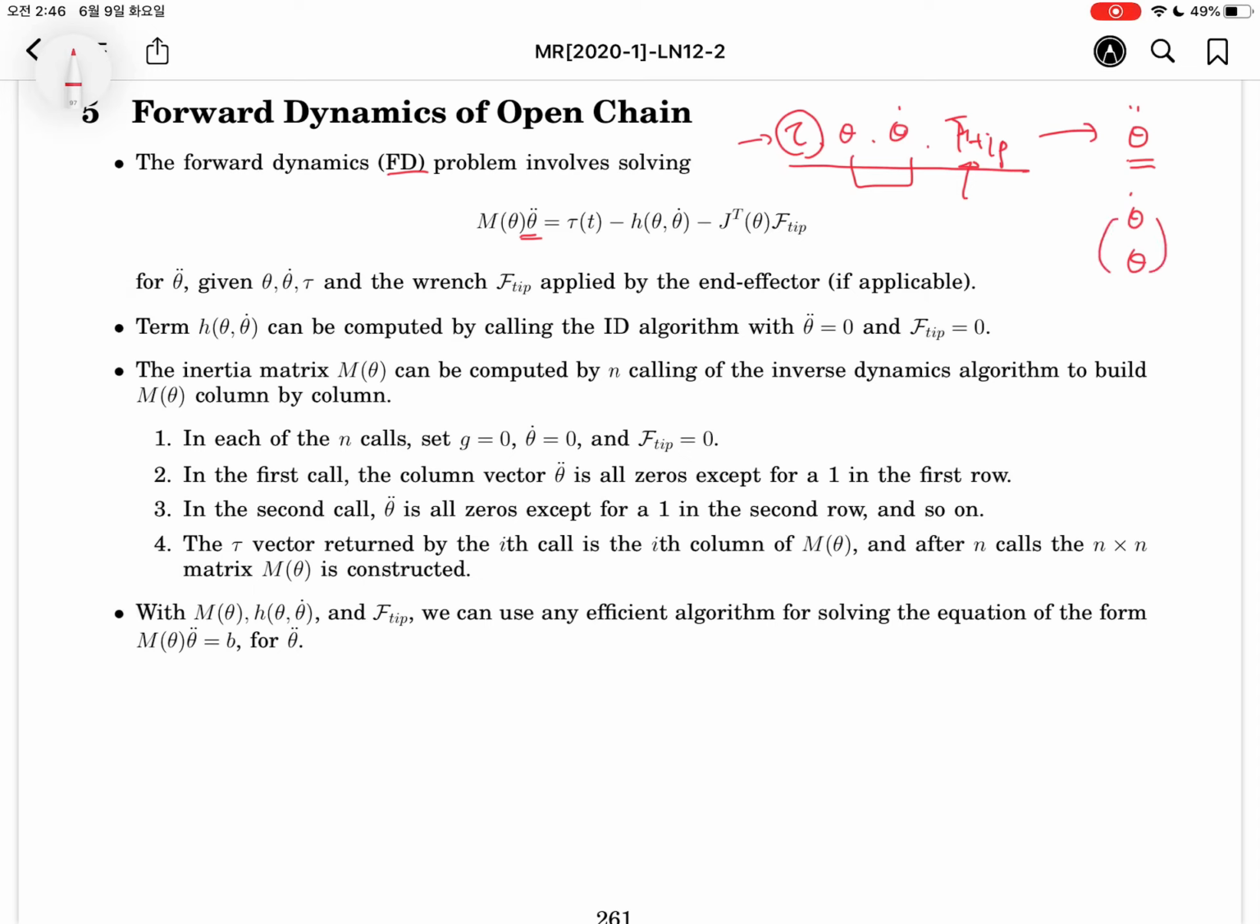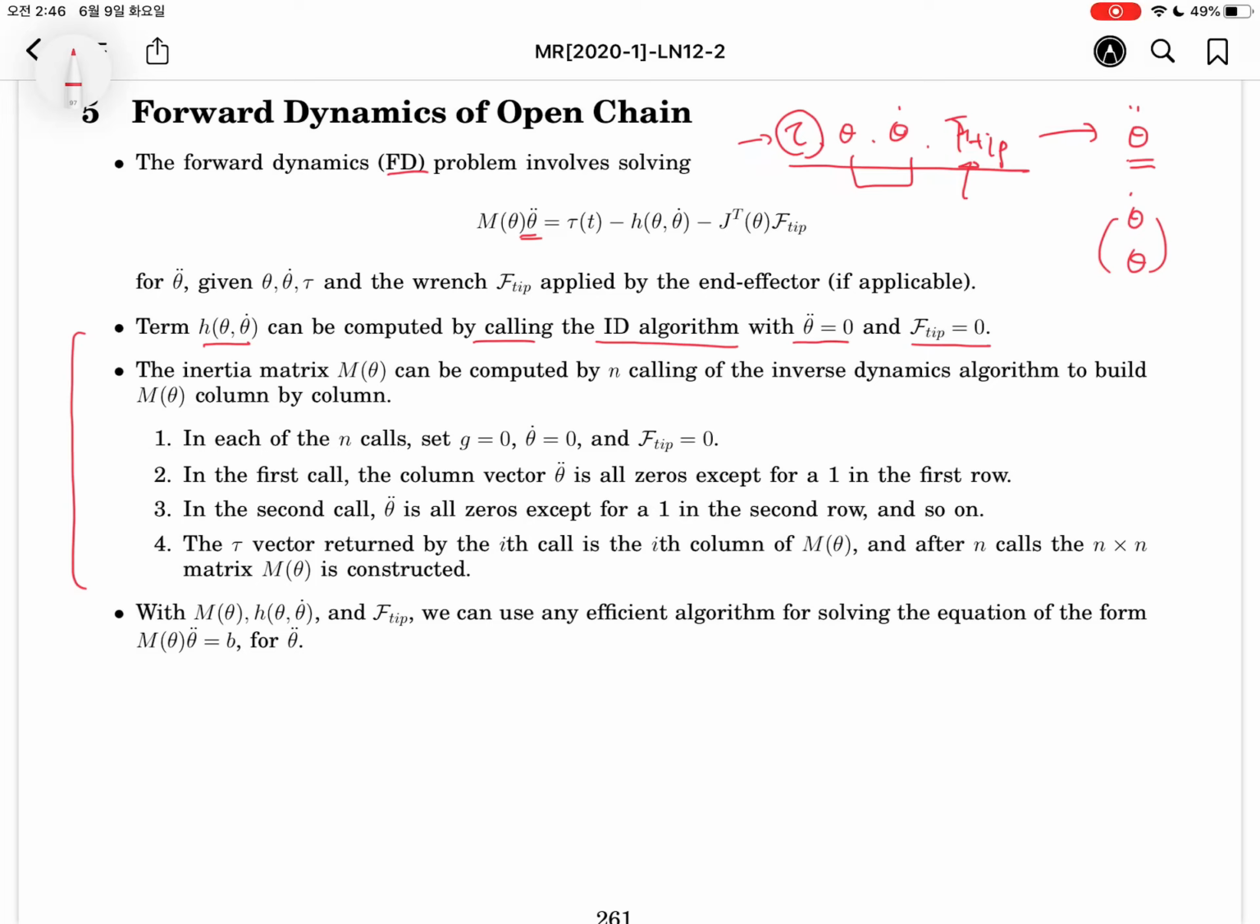Okay, so these terms, actually I have already explained them. Okay, H is obtained by calling the inverse dynamics algorithm by setting the theta 2 dot as a 0 vector and the external force as a 0. Then by calling the inverse dynamics iterative method, we can obtain the tau that is equal to the H vector.